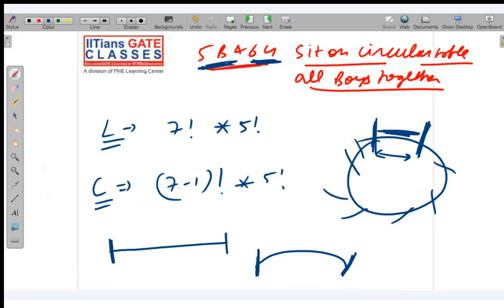So for circular arrangements, 7 minus 1 factorial will be 100% there. Why? Because of the 6 girls and because of the 5 boys, I will apply glue over it. So total 7 objects are there. So circular arrangement 7 minus 1 factorial, that is for sure, and after it, I will apply 5 factorial for the boys. Okay, I hope I have made the point clear. Please take a snapshot. I will jump to the next slide now.